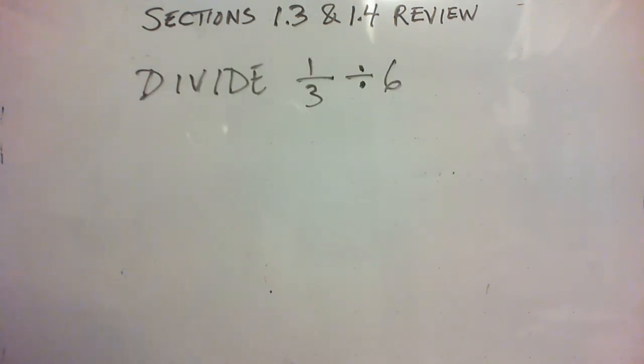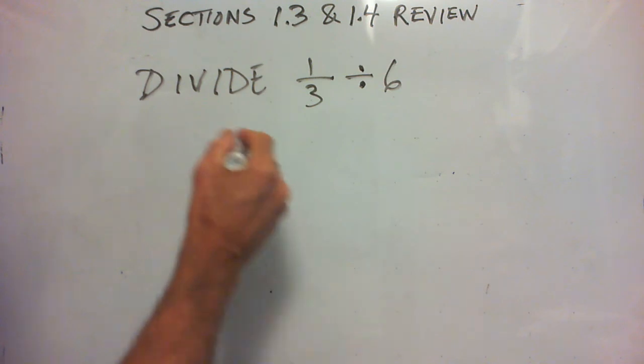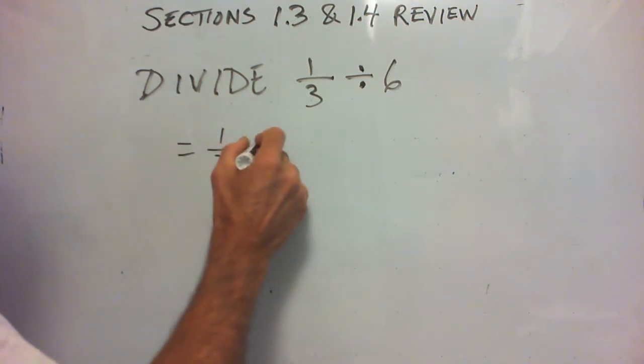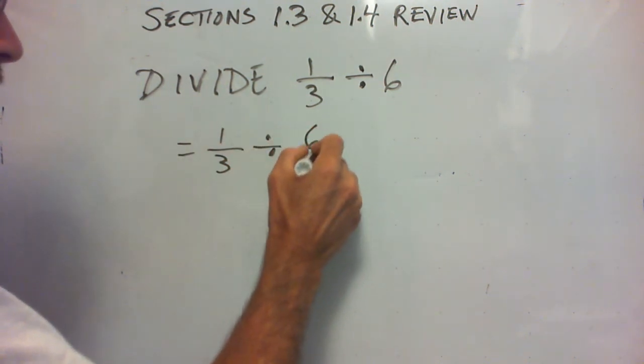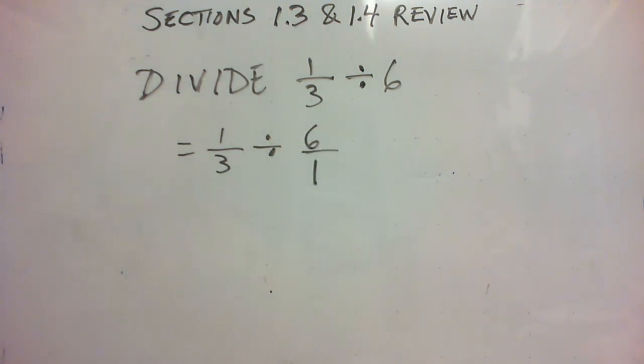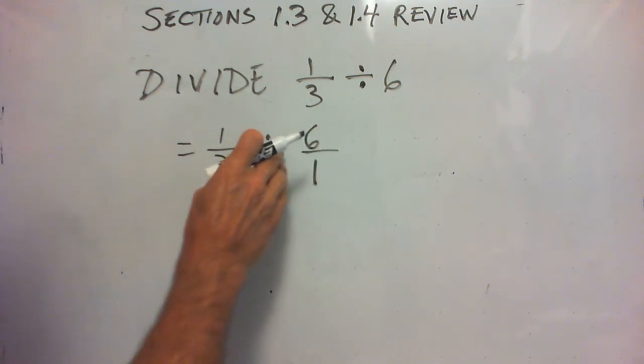One last problem, similar to number 18 of the homework. Divide 1/3 by 6. And this problem confuses people. So they're not quite sure what to do if you're going to do this by hand. Well, even on a calculator, you're not quite sure what to do. So first of all, realize that we can write 6 as 6 over 1, a fraction. You can always write a whole number as a fraction by putting it over 1.